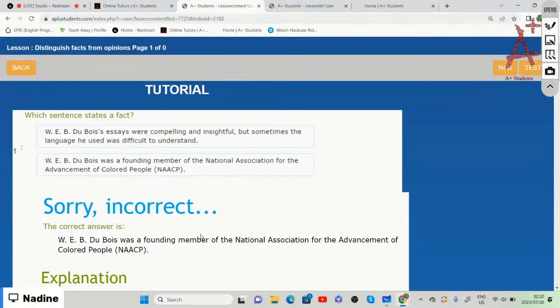right? Because remember, everybody will give their opinion on certain things, right? So, as much as one person says that it is compelling, insightful, but difficult to understand, others might say that it is not insightful. However, I totally understand what he means. And that is someone's opinion. And it is okay to have our own opinions on certain things.